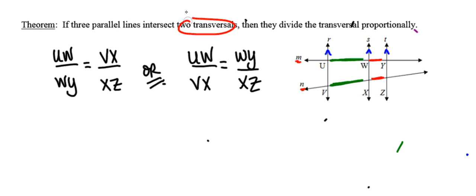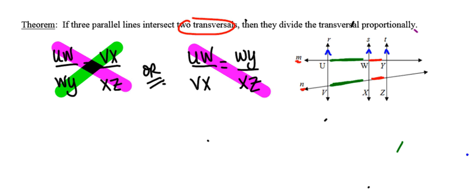Because again, notice that no matter which way we choose to write the proportion, when we cross multiply, UW and XZ are being multiplied together in one direction, WY and VX in the second direction. All right, so that concludes what I have for you on proportionality theorems and the angle bisector theorem.